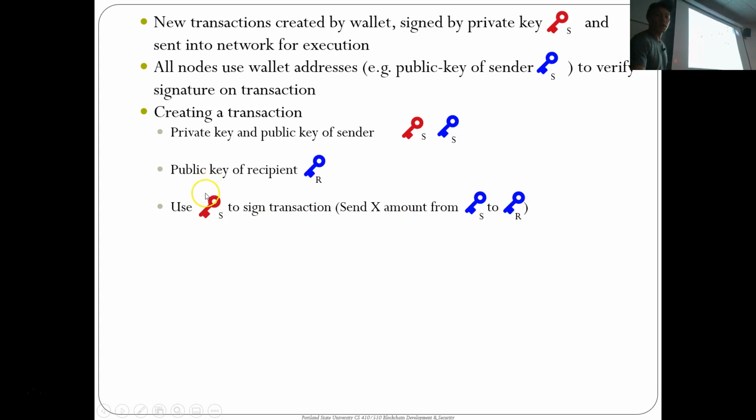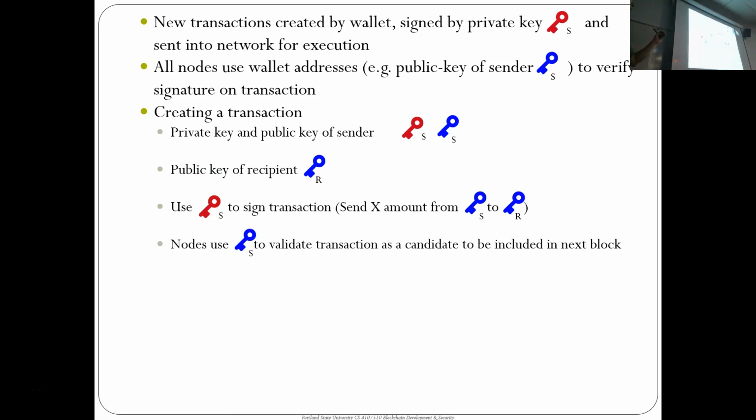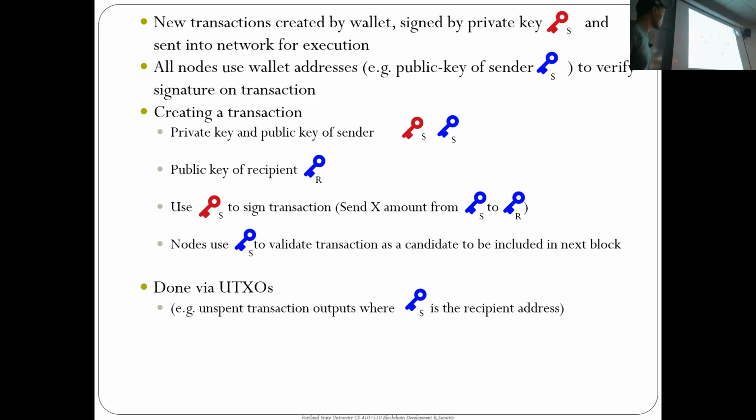And you're going to sign it with your private key so that when nodes see this transaction, they can use your public key, your wallet address that you have just disclosed here. They can use this to validate the signature on this message. And if that checks out, then this is still a candidate to be included in the next block. You haven't done anything in terms of committing this to the ledger. You're just validating that, yes, this is a valid transaction. The public key, private key works out. And so this is done.